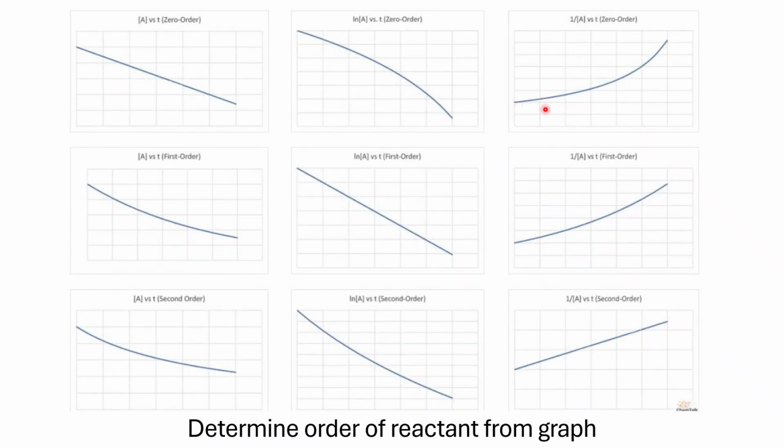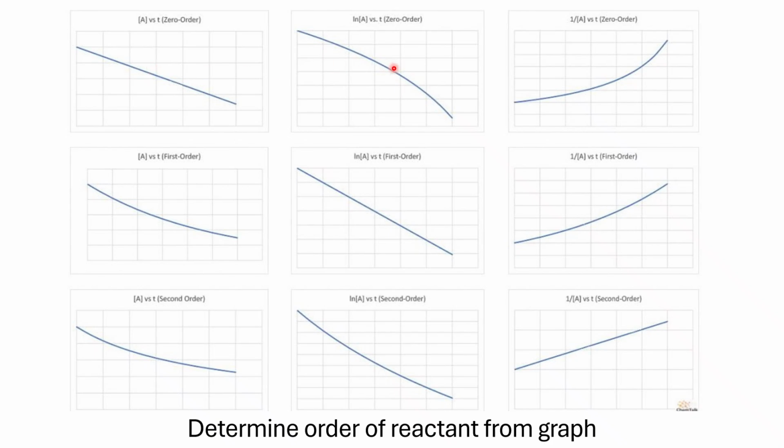In each of these cases, this is hard to read, unfortunately. This one is A versus time, zero order. This is ln of A versus time, first order. This is 1 over A versus time, second order. So in this instance, if this is how our data came out, this would be a zero order reaction. In other words, changing the concentration has no effect on the rate.